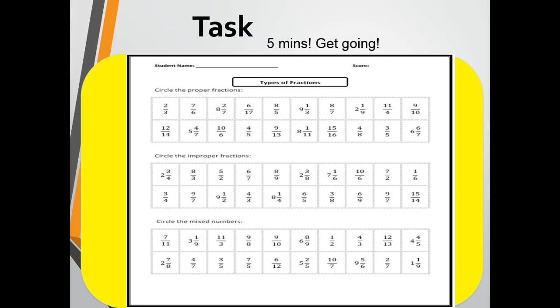The second part says circle the improper. You remember when the big number is up and the small number is under. And the last one says circle the mixed number. Remember what mixed numbers are? One whole number and a proper fraction. 5 minutes, let's get going. Tick tock, tick tock.